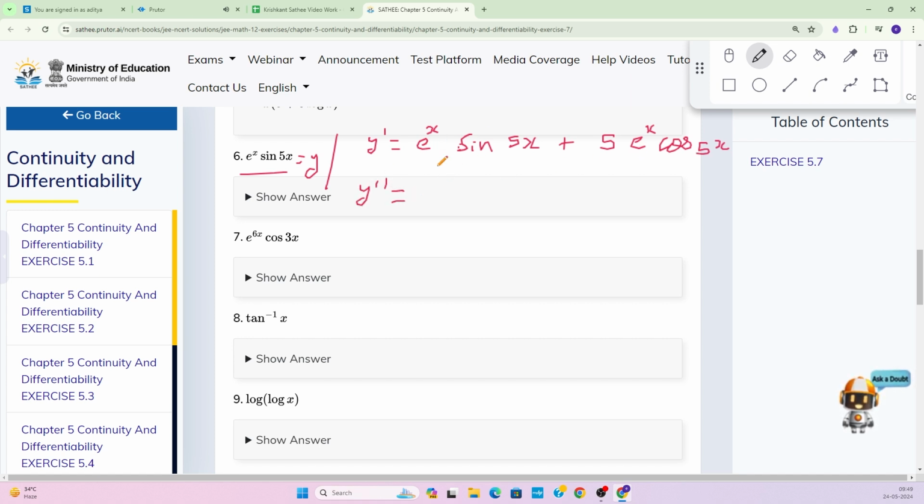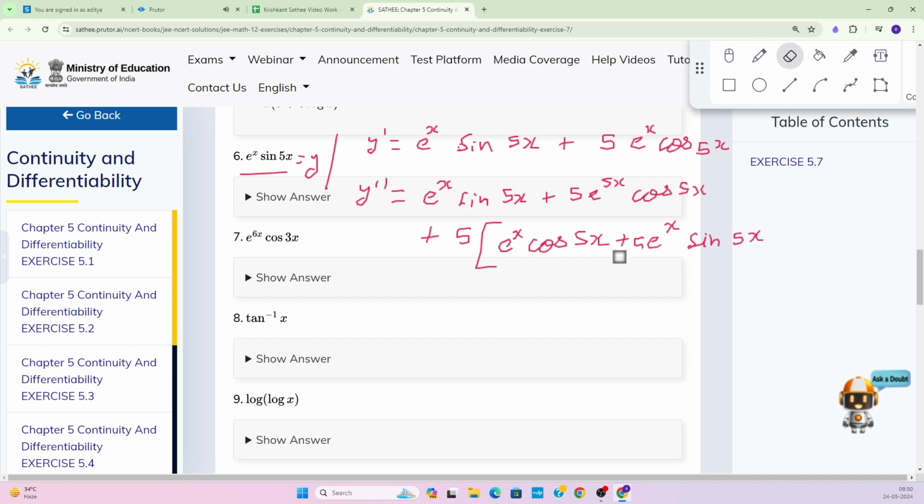What you will have, this will be what? e^x sin 5x plus 5e^x cos 5x. Okay, now for this part, this will be plus 5 inside bracket. You will have e^x cos 5x plus this will be e^x times 5 and minus sin 5x. So minus 5. Now just simplify what you will have.